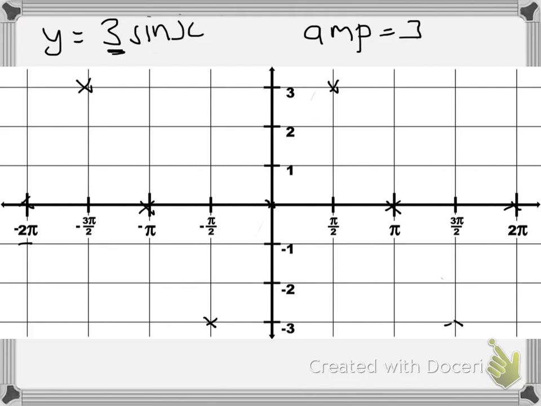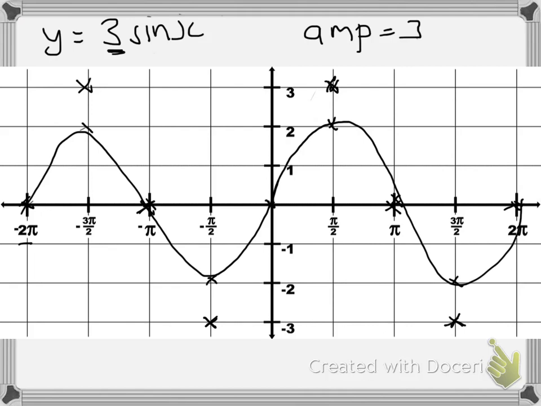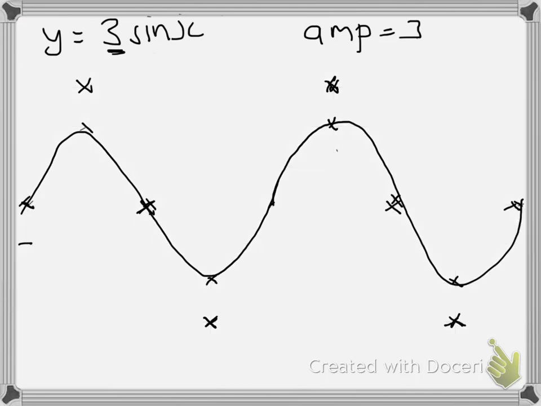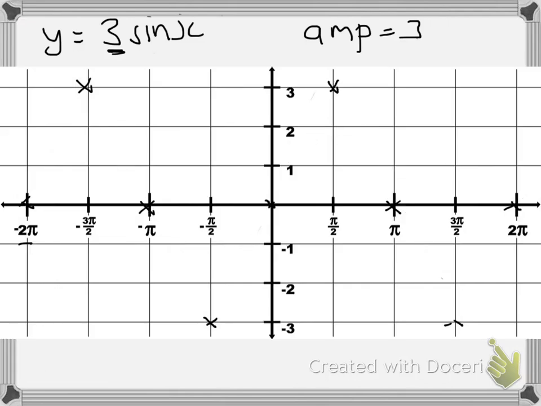So starting at the origin, oops, get rid of that. Sorry about this. That's better. Alright. So starting at the origin, and maximum there, back to the axis, minimum there, and back to 2 pi.